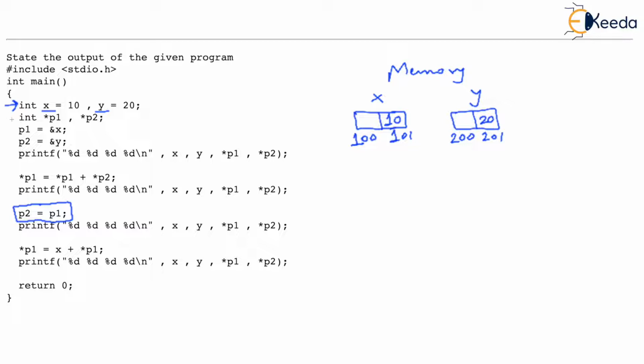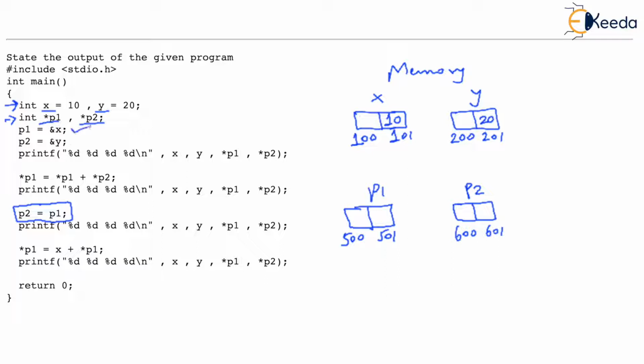Now the next line here in the code says that you are declaring two pointers p1 and p2, both are integer pointers. So p1 and p2 are two pointer variables also stored in the memory, and you know each pointer is always going to occupy 2 bytes. Assume that p1 itself has address 500, so the next byte is going to be 501, and p2 has an address 600, so the next byte is 601.